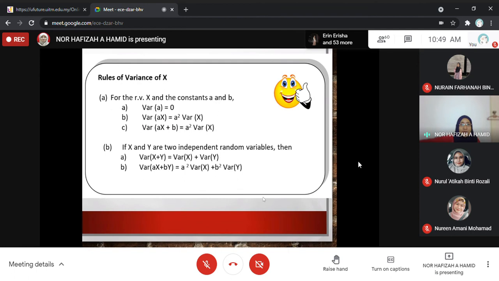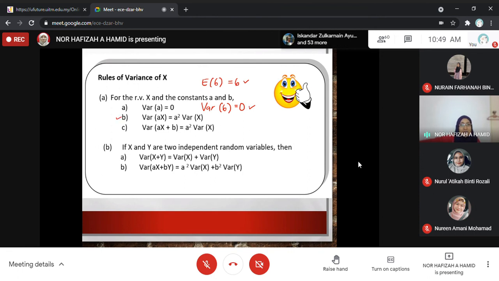So kalau rules for variance, kalau variance A, so A ni can be any number, dia equal to 0. Contoh kalau you ada variance 6, dia akan equal to 0. So the difference compared to formula for EX. Kalau formula for expected value, kalau you ada E6, dia akan equal to 6. Yang ni untuk EX, this one for variance. Variance mana kalau ini numbers dah akan jadi 0.